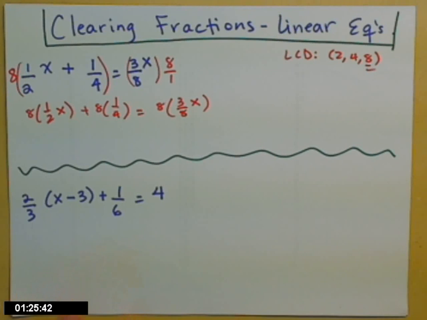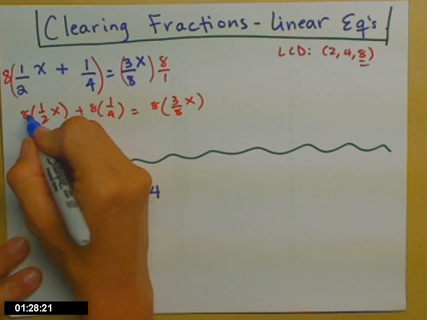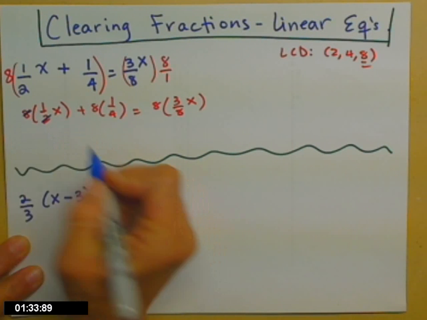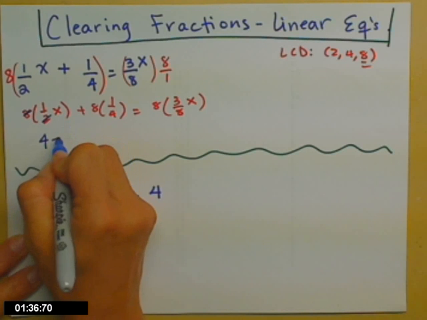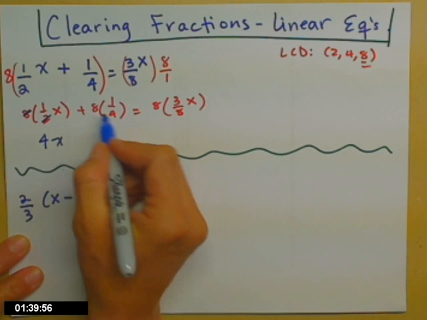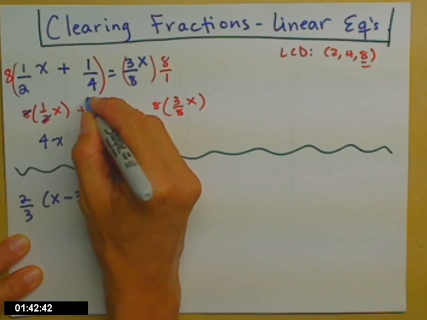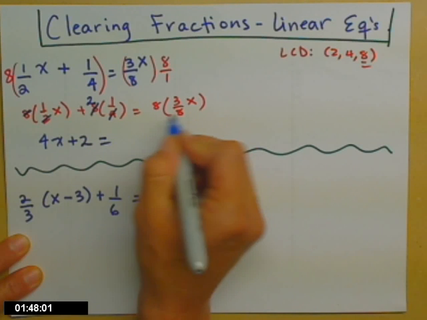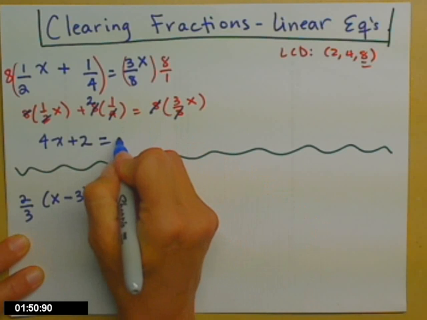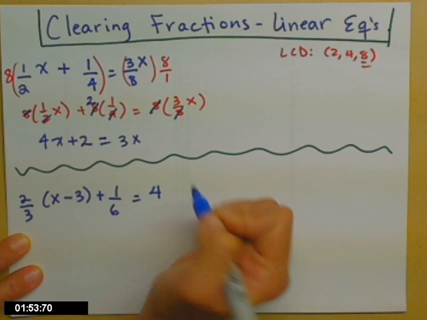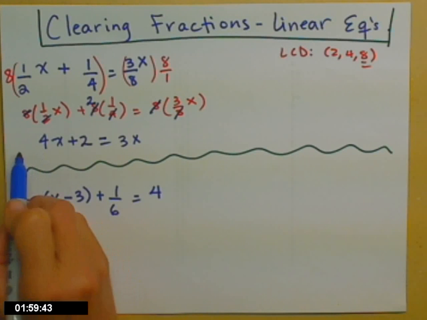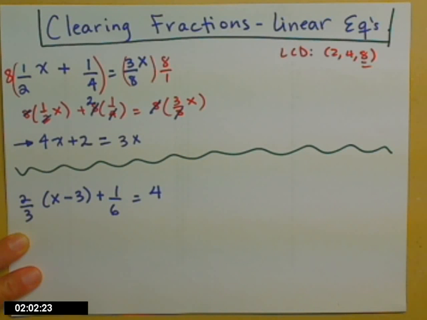So what happens is that the 2 and the 8 cancel. The 2 cancels a factor of 2 out of the 8 and leaves behind a 4 times 1 times x, or just 4x. The 8 times 1/4, the 4 and the 8 cancel, and that leaves behind a plus 2. And on the right side, the 8 cancels the 8 altogether, and I'm left with 3x. So I've taken this equation, 1/2 x plus 1/4 equals 3x over 8, and transformed it into an equivalent, but much nicer to look at, 4x plus 2 equals 3x.